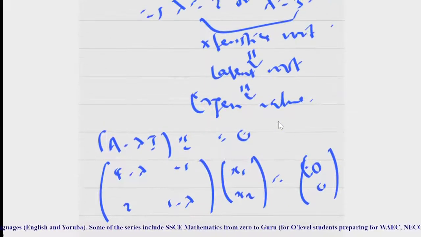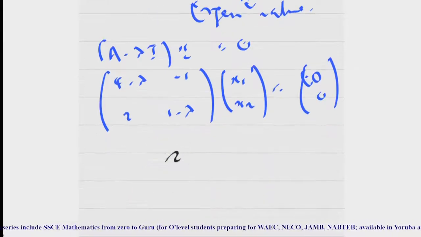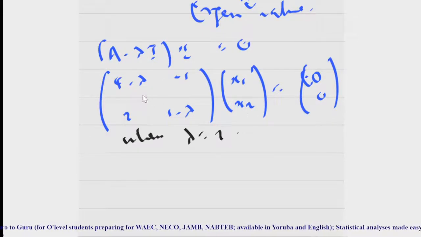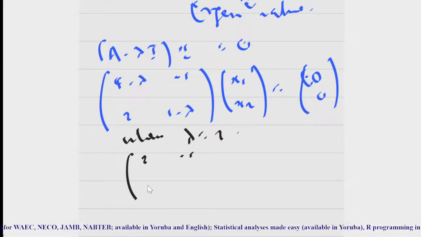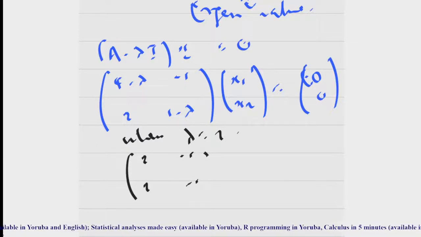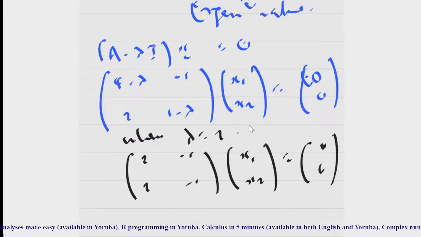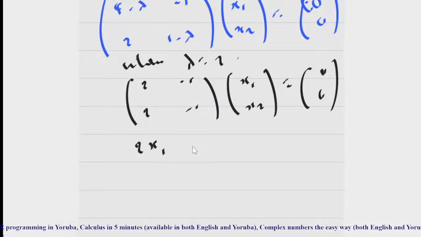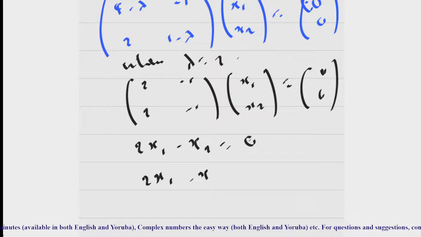Okay, now if we proceed further, but before proceeding, remember that the values of my lambda here are 2 and 3. You understand now? You now say when lambda is equal to 2, if you substitute the value of 2 here, I'm going to have 4 minus 2, minus 1, 2, 1 minus 2, that's going to give me minus 1, x1, x2, 0, 0. I hope you understand now. After that, if you just multiply this with this, then I'm going to have 2x1 minus x2 is equal to 0.